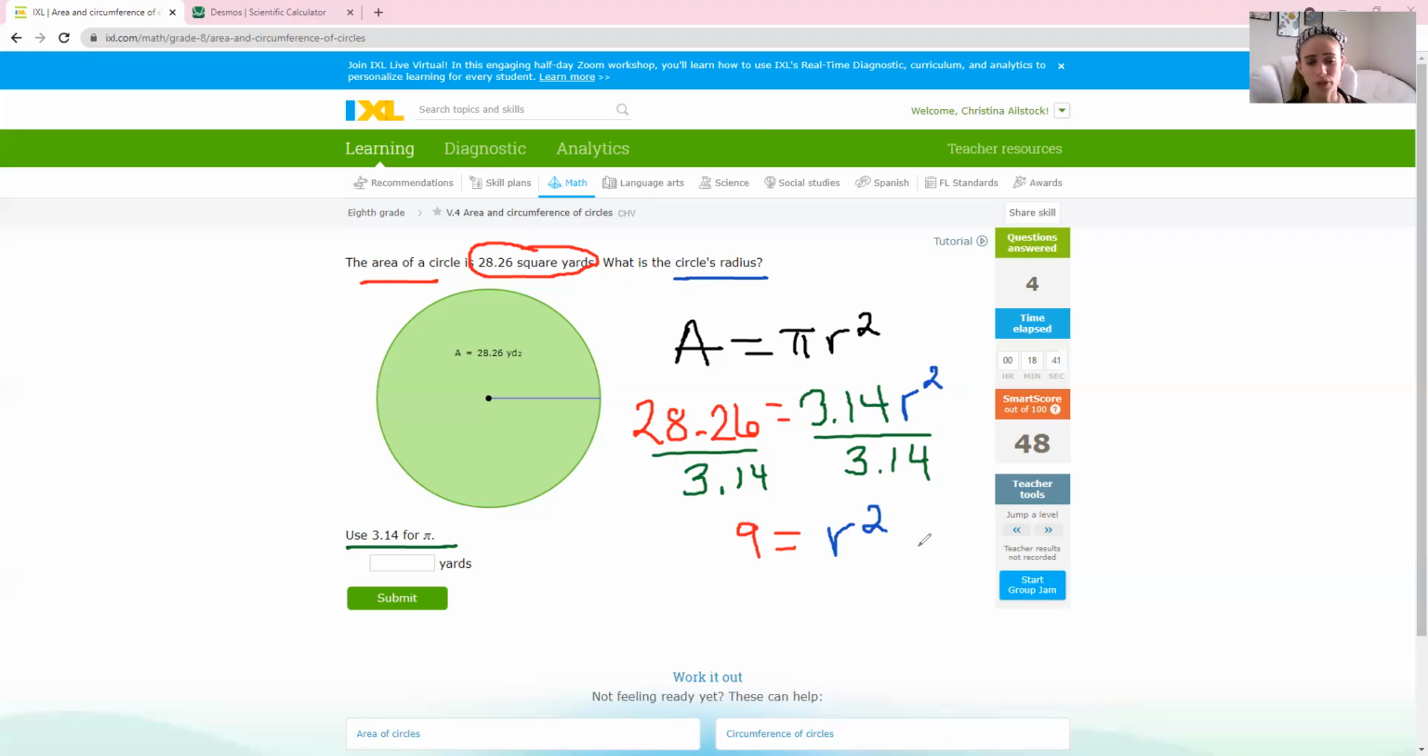We're not done because if we think back to solving equations, you need to have your variable isolated, and my variable is not isolated, it's an r squared. Once again, we're going to do the inverse. Well, the inverse of squaring something is taking the square root. We are going to take the square root of both sides.